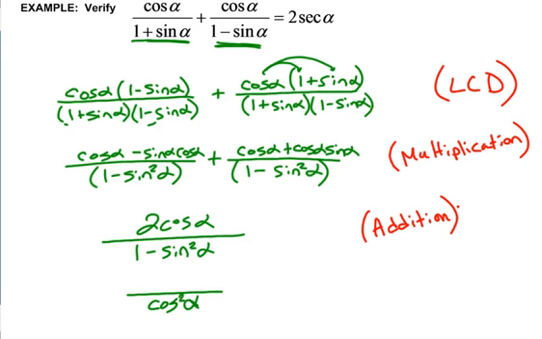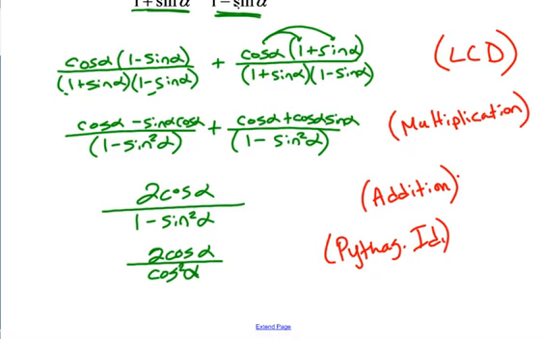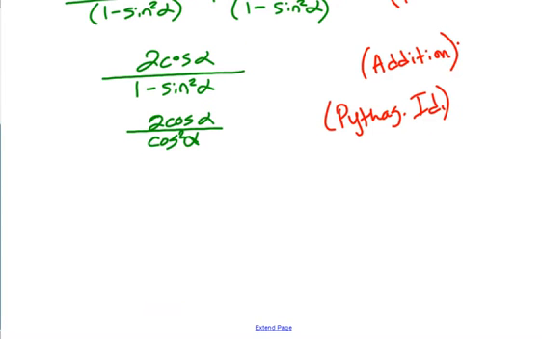Cosine squared of alpha on the bottom, and we have 2 cosine alpha on top from before. So the reason for that is a Pythagorean identity. Okay, and we're almost done. As we write 2 cosine alpha over cosine squared alpha, that simplifies. The cosines cancel out, so I have 2 over cosine alpha. Now that's just division or simplification, however you choose to say it.